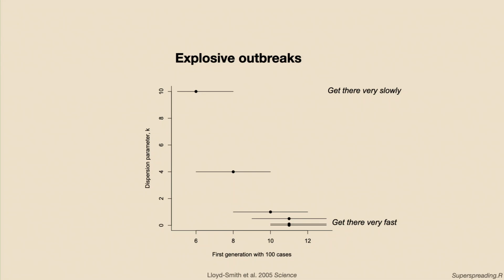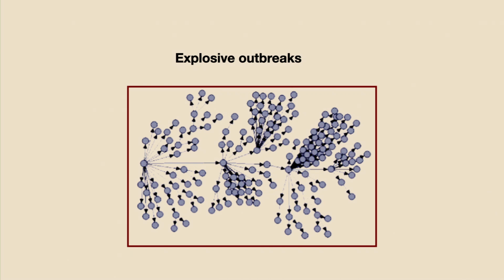So this is the time to get to the first generation with 100 cases for different dispersion parameters. And these are the super overdispersed ones where a very few individuals are driving vast amounts of transmission. In that case, the first generation with 100 cases comes pretty quickly. Okay? So explosive outbreaks are what happens in these super spreader areas. This is the example of the 2003 SARS-CoV outbreak, I think. I think it's the Singapore stuff.